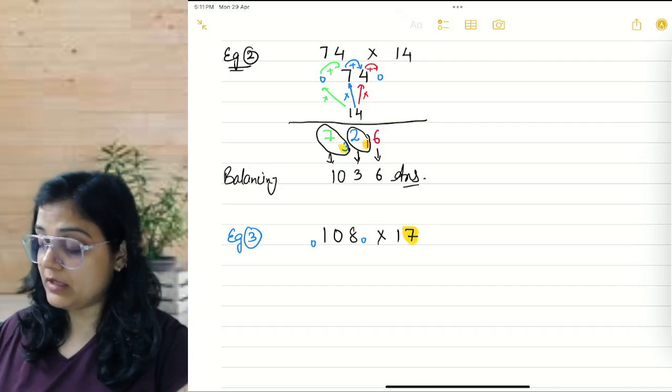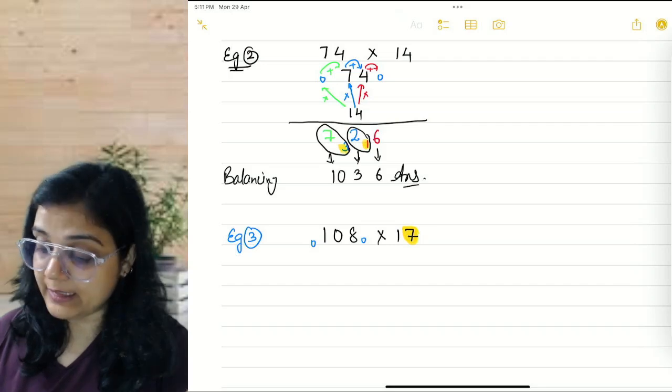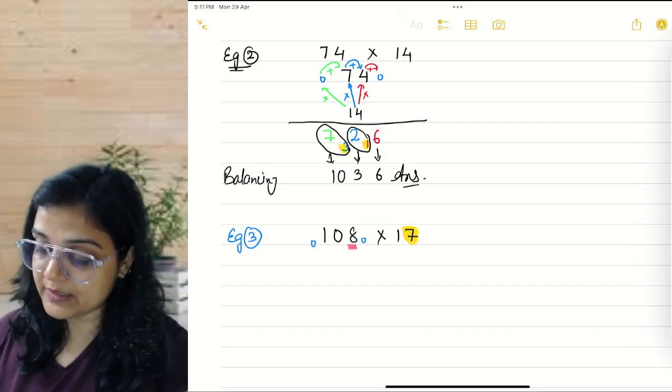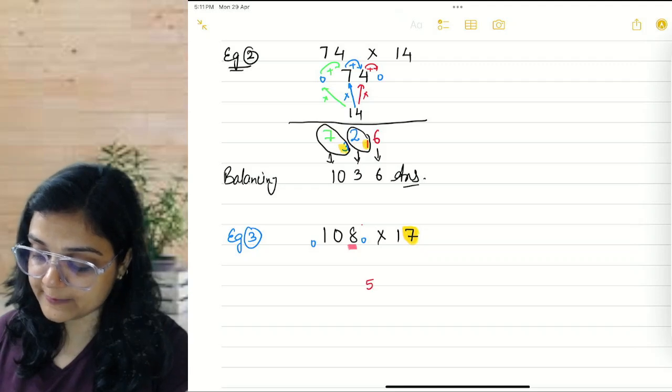Okay, so I am picking this color. So first of all, I'll multiply 7 and 8, which is 56. 7 and 8, which is 56. 56 plus 0 is 56.